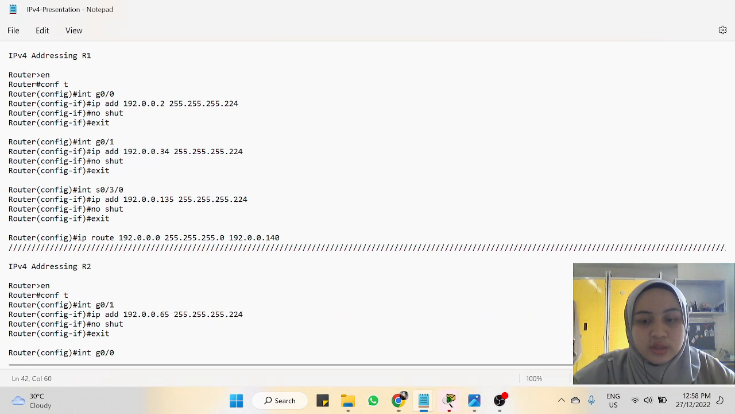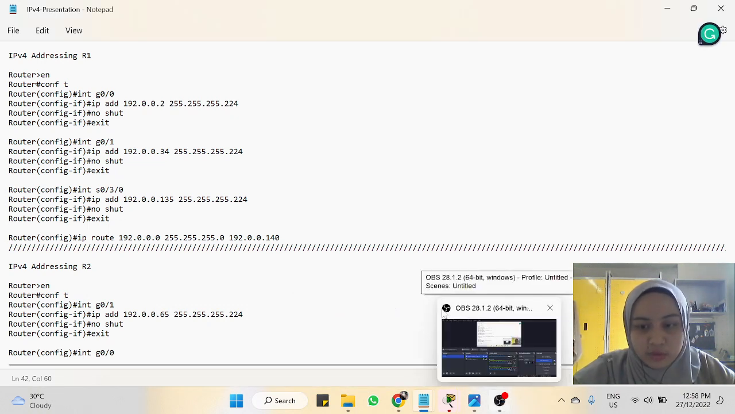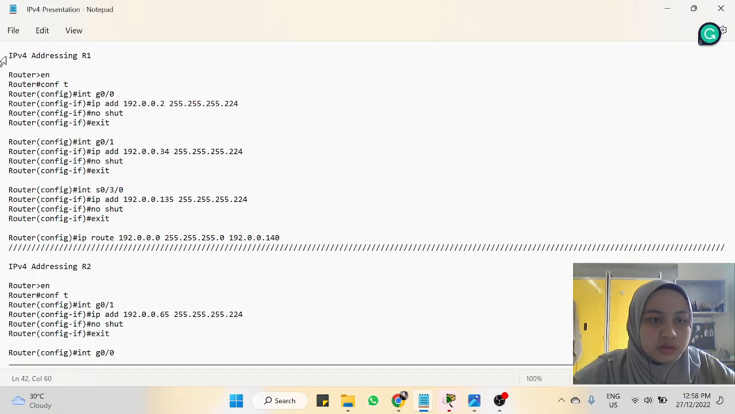Firstly, the configuration for IPv4. The upper one is IPv4 addressing for router 1. I will enter the enable command and then the configure terminal command to get into configuration mode. Then I will configure interface G0/0. Next, I will put ip address, the address of G0/0, and then the subnet mask. Then I will enter the no shut command. This command is to enable the interface, or bring up the interface. And lastly, I will put exit to return to the configuration mode.